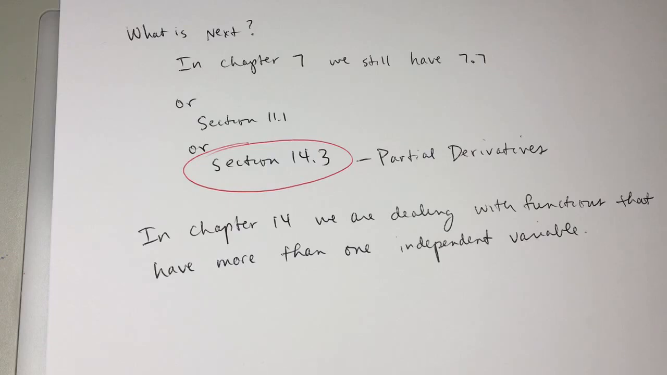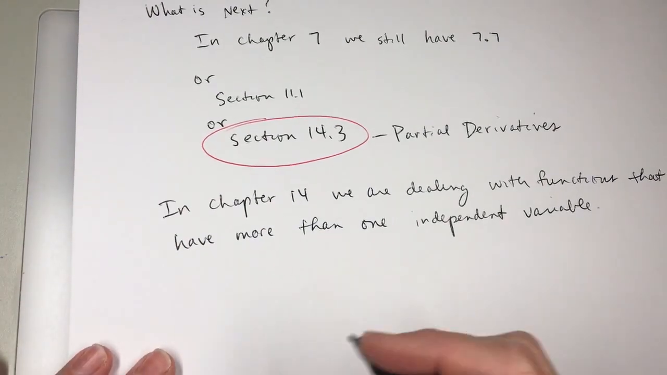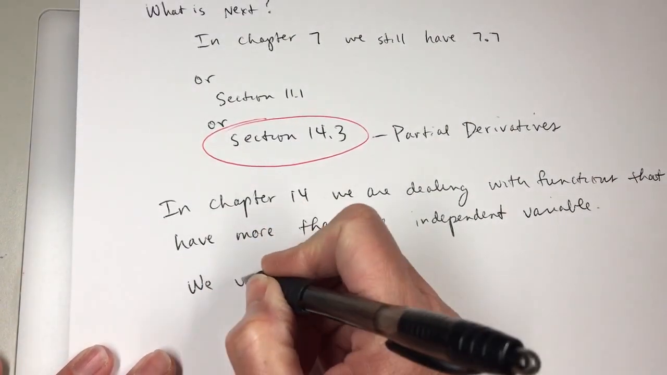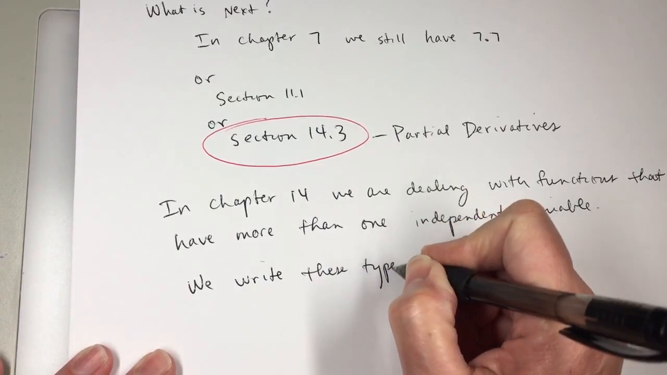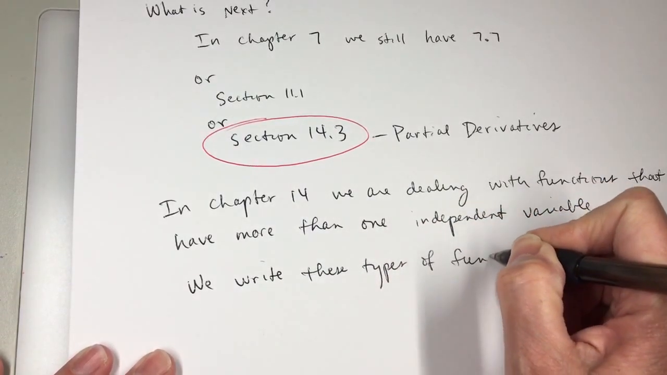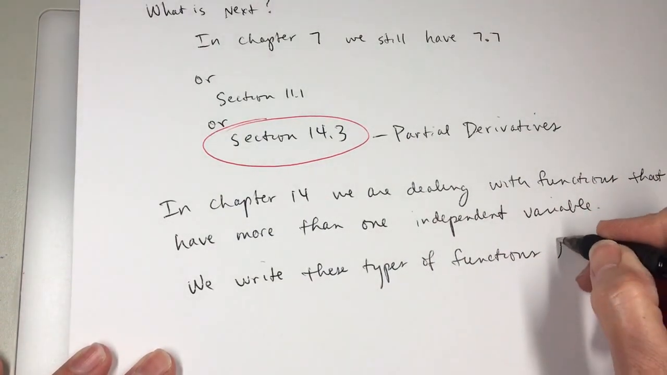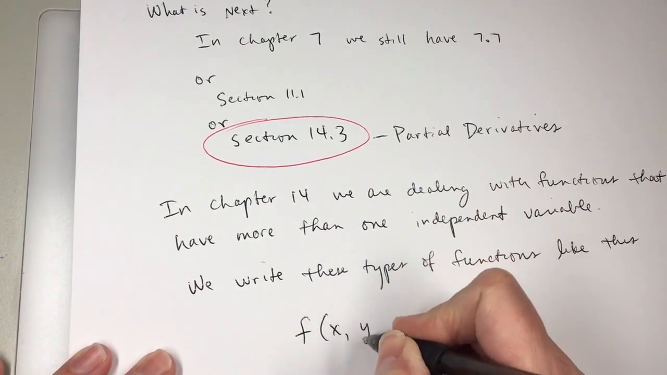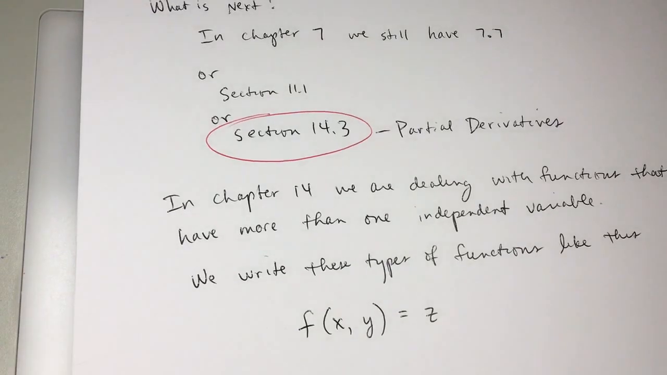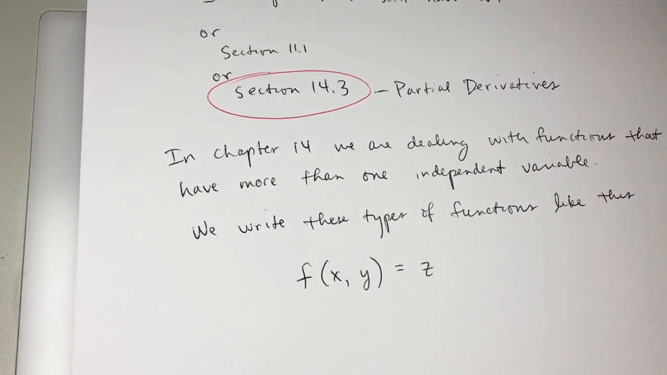Sometimes something like the altitude and the temperature might affect certain things. So two independent variables. We write these types of functions like this: F parentheses xy equals z. There's one with two independent variables, and x and y are both independent variables, and z is the dependent variable.